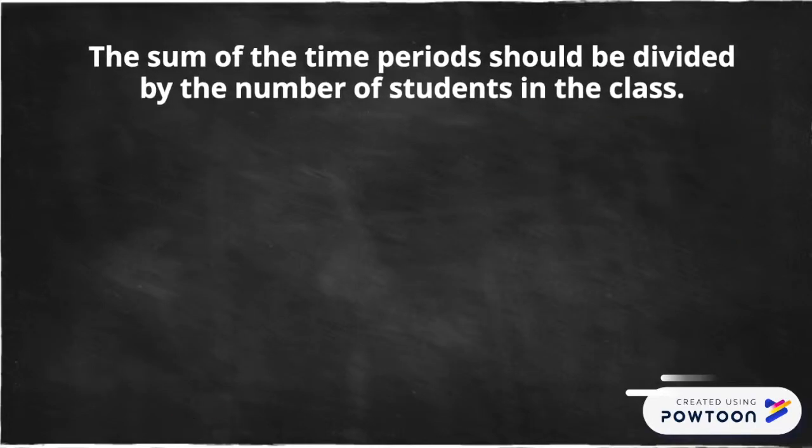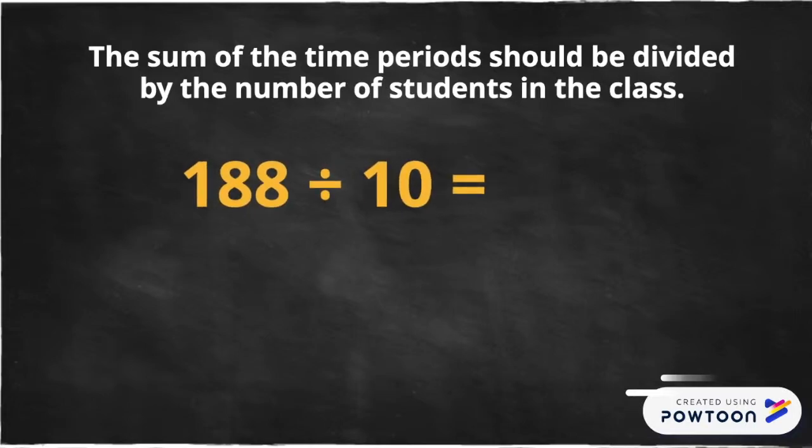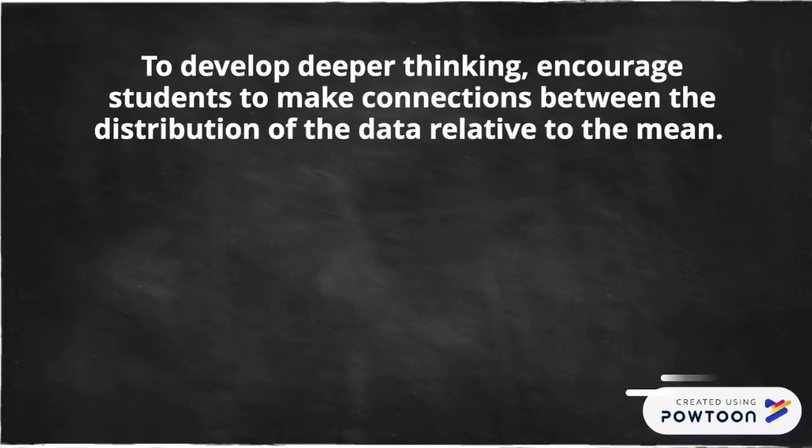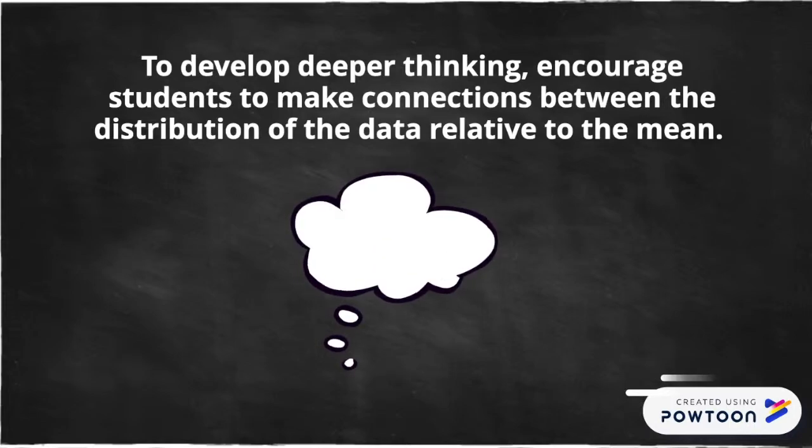To determine the mean of this data, the sum of the time periods, 188, should be divided by the number of students in the class, 10. This is equal to 18.8. Therefore, the mean is 18.8 minutes. To develop deeper thinking, encourage students to make connections between the distribution of the data relative to the mean.